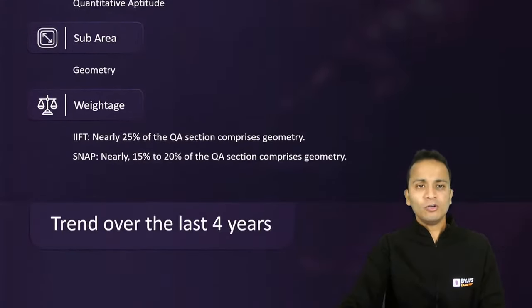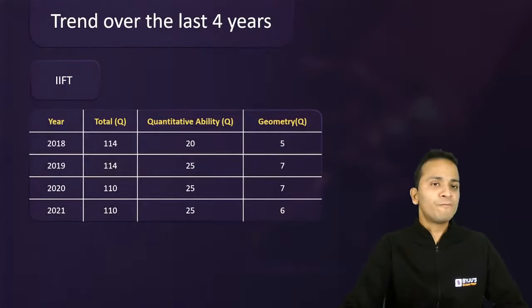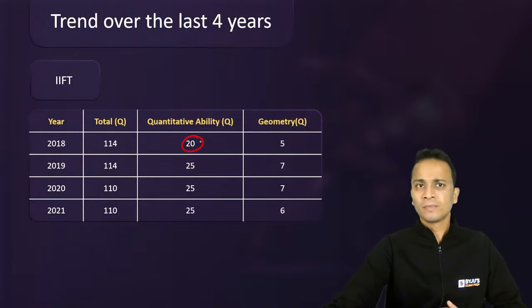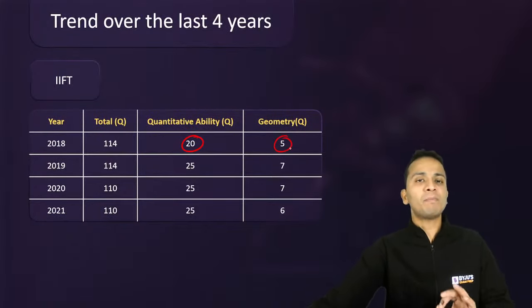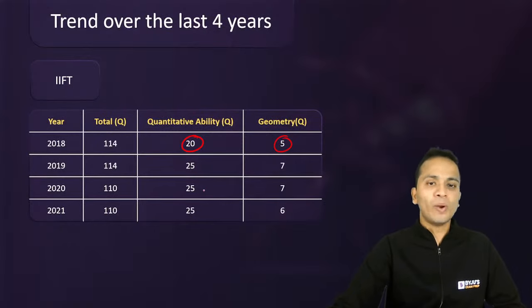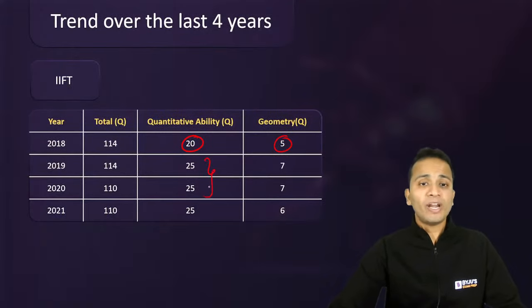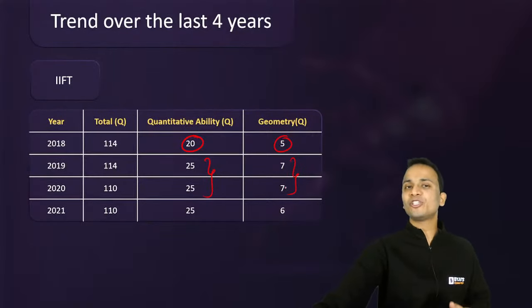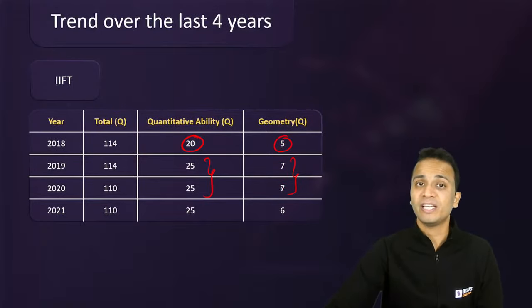All right. Now, looking at the trend over the last 4 years for IFT examination. So, starting from 2018, when there were 20 questions of QA, out of this, 5 questions appeared from geometry. So, exactly 1/4 of the questions appeared from geometry. Now, in 2019 and 2020, more than 1/4 of the questions appeared from geometry. So, there were 25 questions in all in QA sections in these 2 years, and in these 2 years 7 questions appeared out of 25 from the area of geometry.